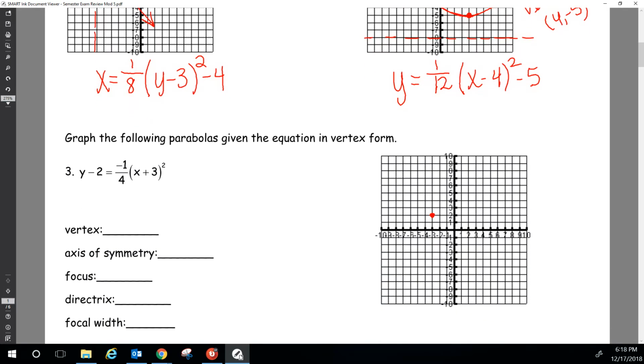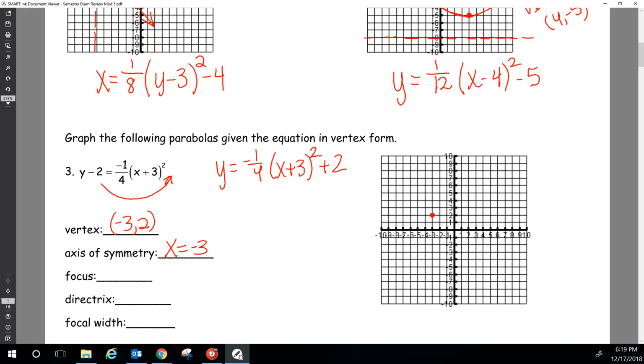All right, graph the following problems given the equation in vertex form. I actually like moving the 2 over and making it look more like what we're used to. And since this one is an x squared anyway, we know how to find our vertex from this. So the vertex would be -3, 2. Axis of symmetry goes through the x value, so x is equal to -3.